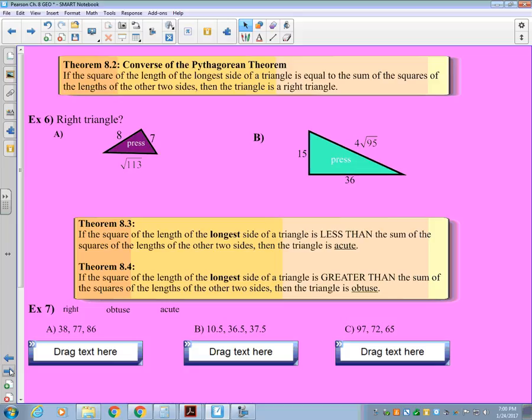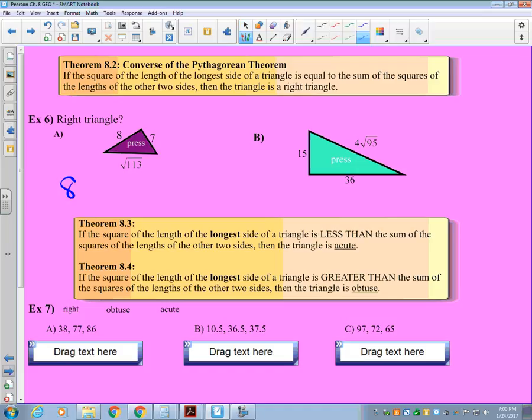All right, so we're going to do converse of Pythagorean theorem. So if the square of the longest side of the triangle is equal to the sum of the squares of the lengths of the 2 other sides, then we can say the triangle is a right triangle. So let's test to see if these examples are right triangles.